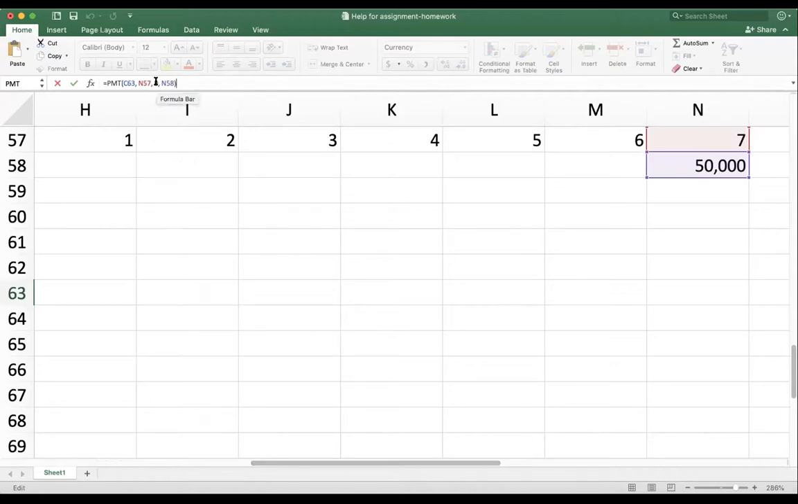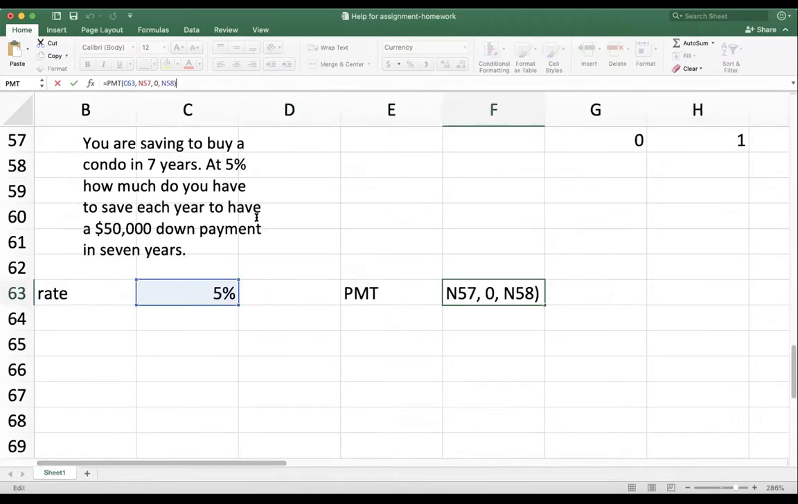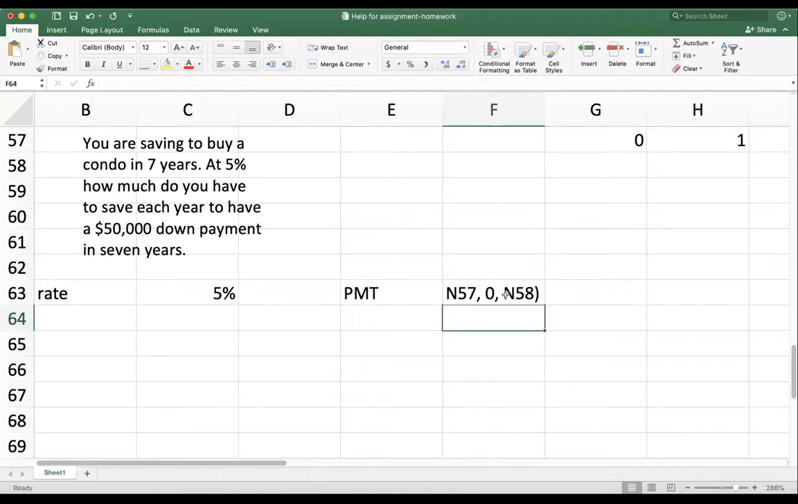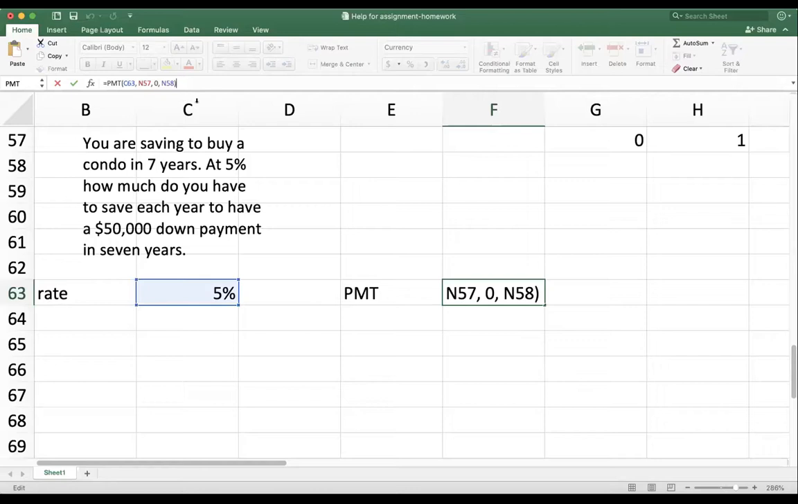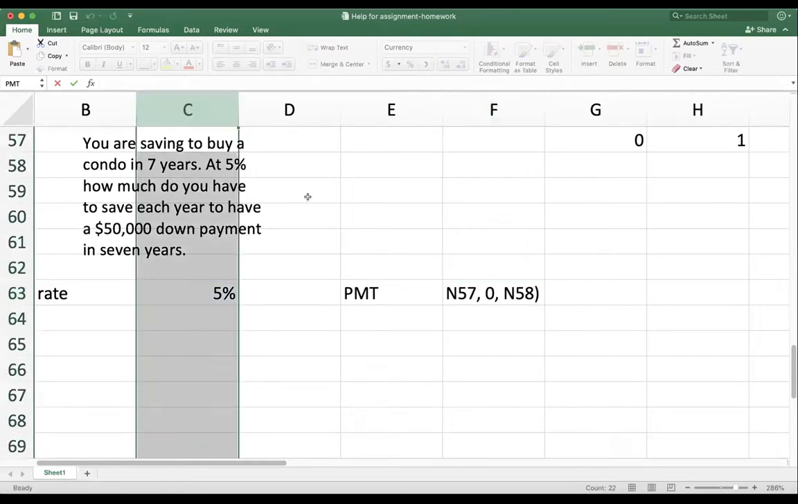I have no present value because I started with nothing. And I have my ending value that I want in 7 years. So that's a sizable chunk of change you have to put away every year to have $50,000. Oh, what happened here? It keeps taking away my formulas. Maybe if I just click off of it.